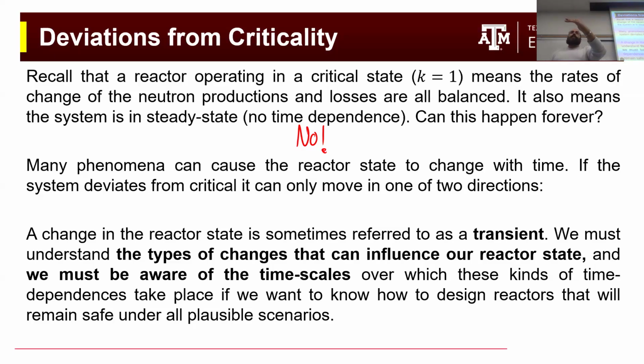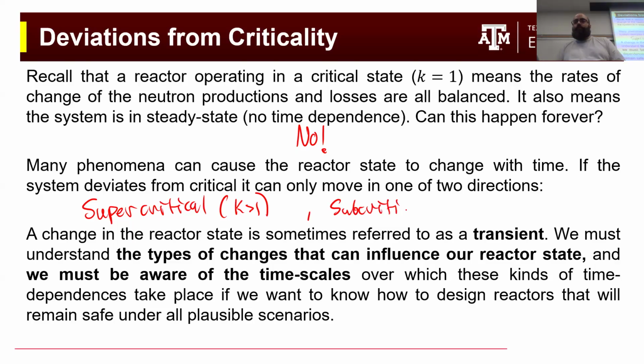And if you are critical and you deviate from critical, you kind of only have two ways that you could go. You could go above critical or you could go below critical. So you can only move in two directions. You could either go supercritical, meaning that your reactivity goes above, or your multiplication factor goes above one, or you could be subcritical, which means that your K goes below one.